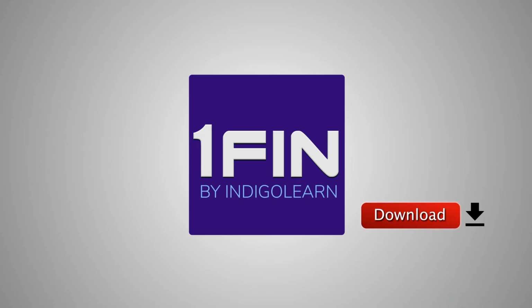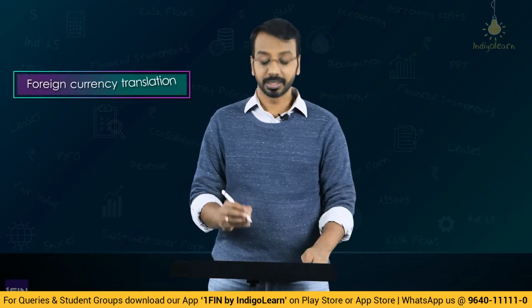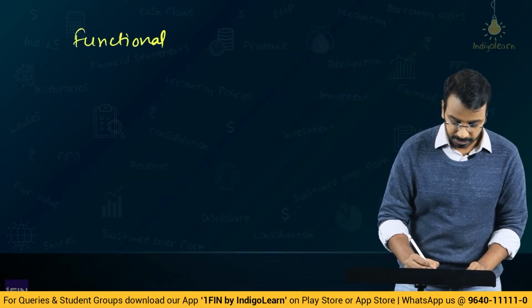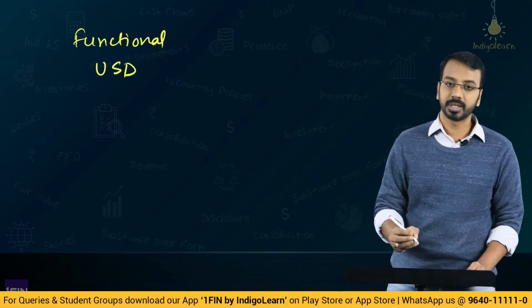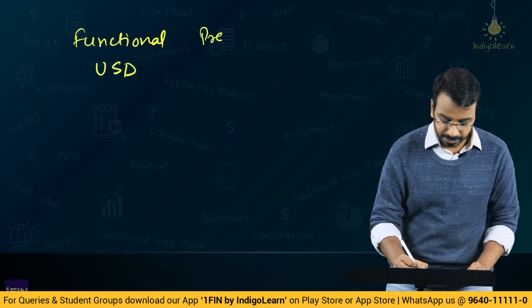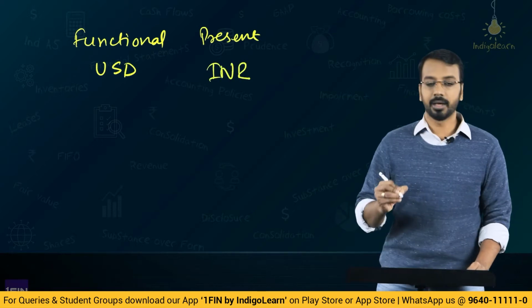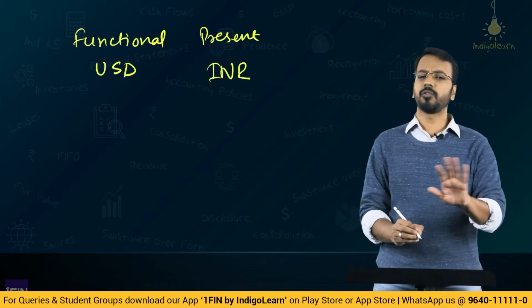So to quickly summarize whatever we have learned about translation, there could be multiple scenarios. Say we are talking about a reporting entity based out of India that has a functional currency USD. So this is an example where the functional currency is USD, right? Then the presentation currency is INR, and there are no foreign operations.